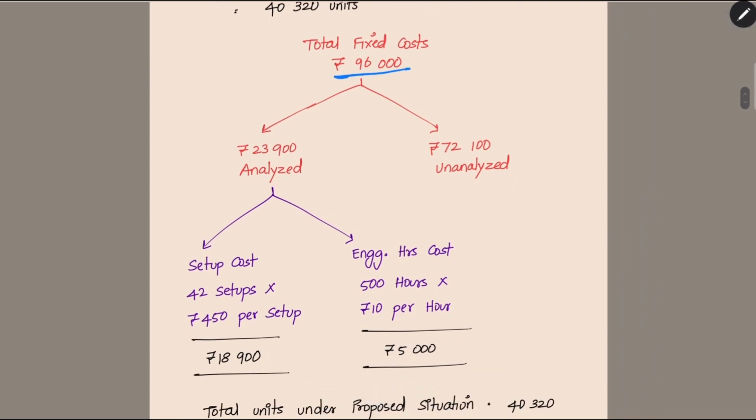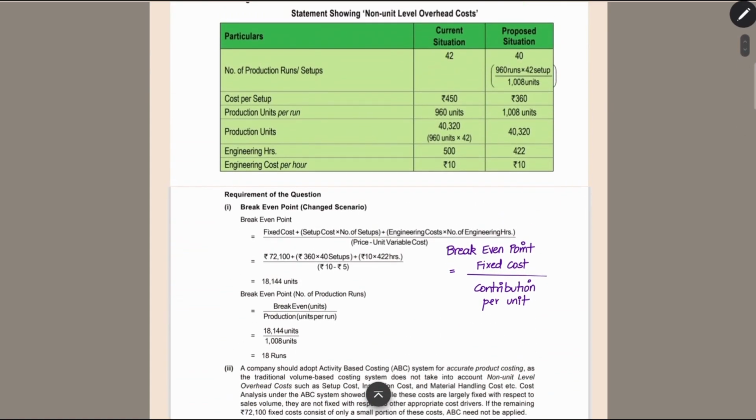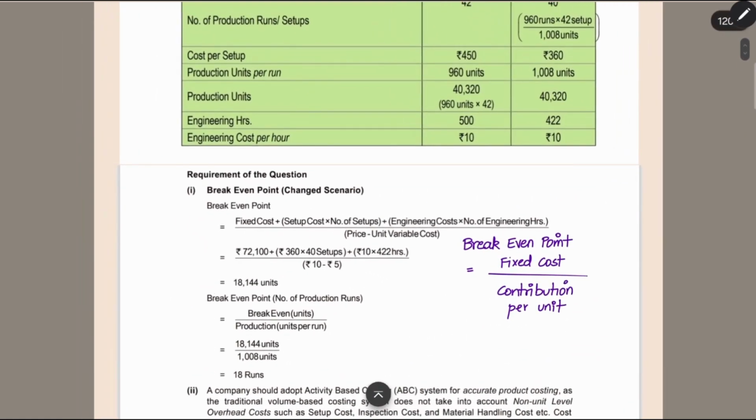This is the total fixed cost. This much is the unanalyzed part, this much is the analyzed part. When calculating the total fixed cost, we have to include both the unanalyzed and analyzed part. Here they are asking it in the changed scenario. Even in the proposed scenario, the unanalyzed part remains the same. In the analyzed part, the setup cost is reduced to 360 and the number of setups we have calculated is 40, and the engineering hours has been reduced to 422 and the engineering hours cost remains the same, 10 rupees.